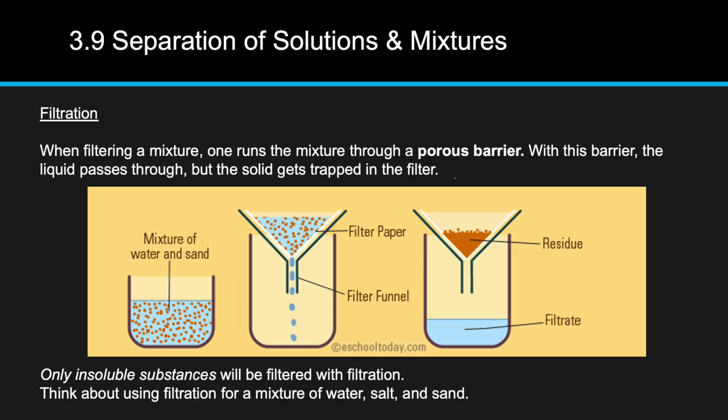Filtration is used to separate an insoluble solid from a liquid. So the mixture is going to be poured through filter paper, which acts as a porous barrier, and the liquid is going to pass through as the filtrate, while the solid gets trapped in the filter as residue. This only is going to work if you have an insoluble substance.